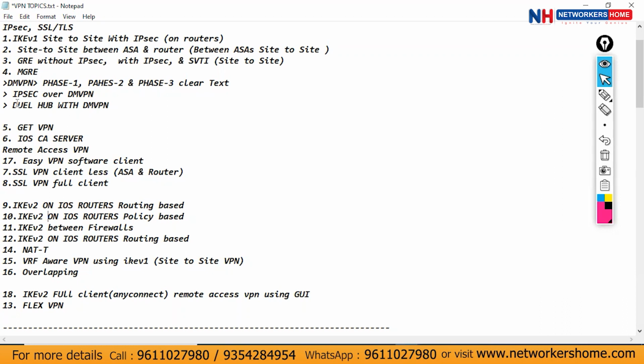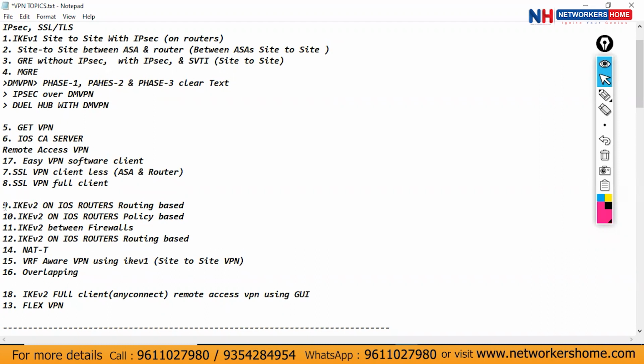Right. But IKEv1 having more message exchanges and IKEv2 having fewer message exchanges does not mean that IKEv2 is not secure. It's not like that. It is secure, it is faster, and it even has more features also. I'll talk more about it.